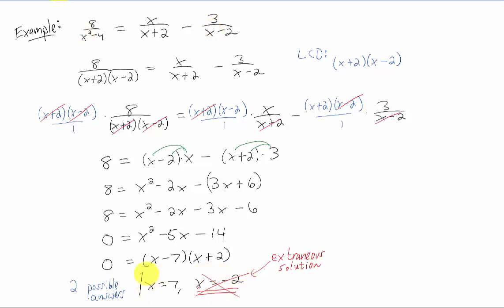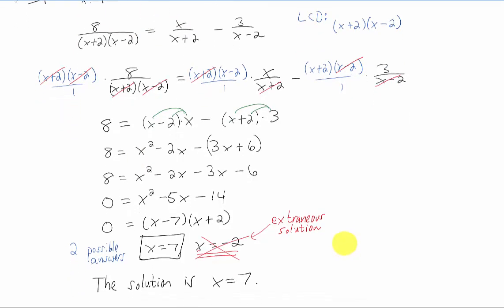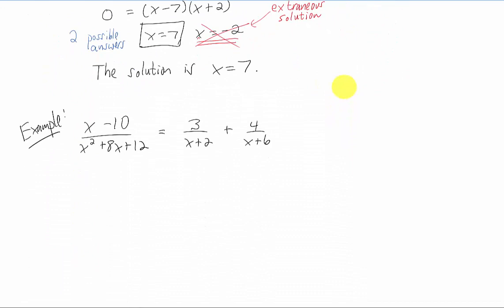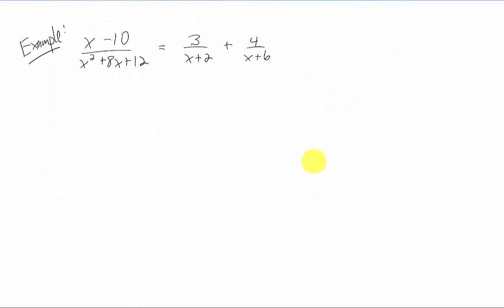The only solution that we found to the original equation was x equals 7. And in a perfect world, it would make sense to check your answer by plugging x equals 7 all the way back in up here in the original equation. I'm just going to trust that we did the math correctly and say the solution is x equals 7. All right, let's do one more of those in this video, and then we will practice in class.